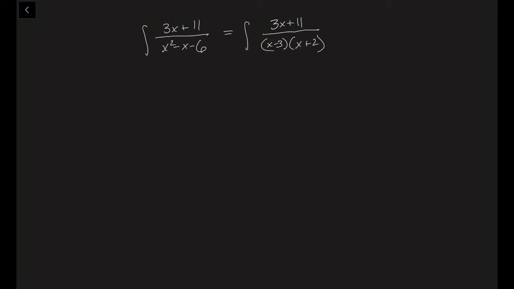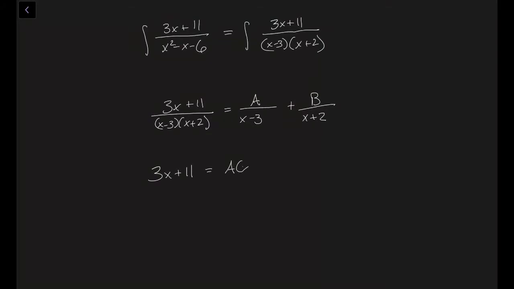So let's go ahead and break this up. We'll have 3x plus 11 over x minus 3, x plus 2, and it's going to be a over x minus 3 plus some constant b over x plus 2. And now we just clear the denominators by multiplying everything by x minus 3 times x plus 2. And we get 3x plus 11 is equal to a times x plus 2 plus b times x minus 3.